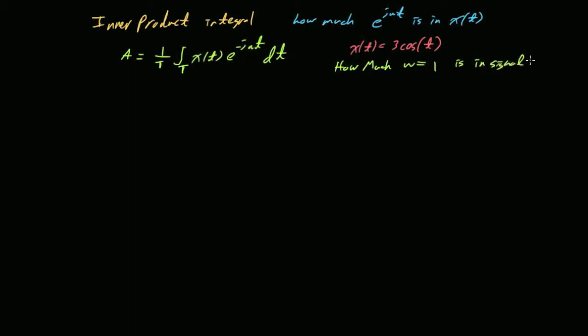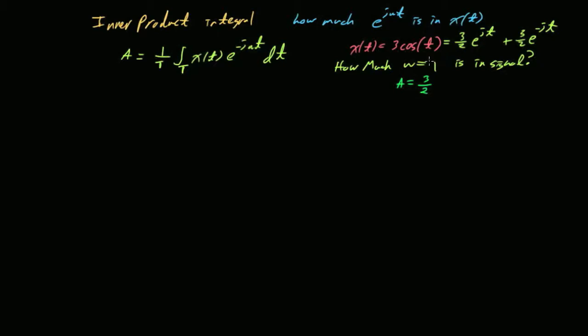Because we know this is equal to 3/2 e to the jt plus 3/2 e to the negative jt. So if you run the inner product integral and you say, hey, how much e to the j omega equals 1 t is in that cosine? That's what we did on Friday, right? We ran the integral, and guess what we got? We got 3/2. Okay? Which wasn't terribly surprising because we could have just solved that by inspection.